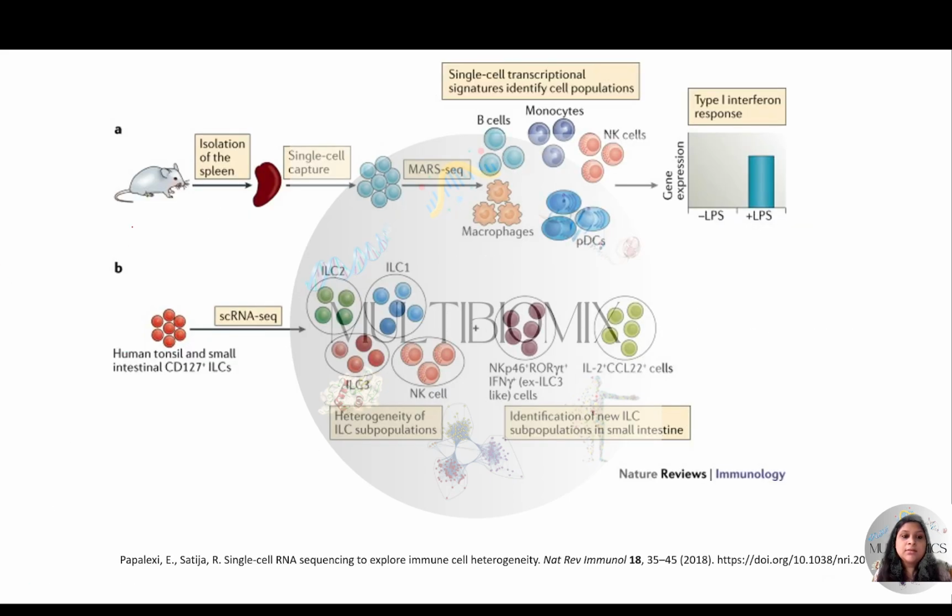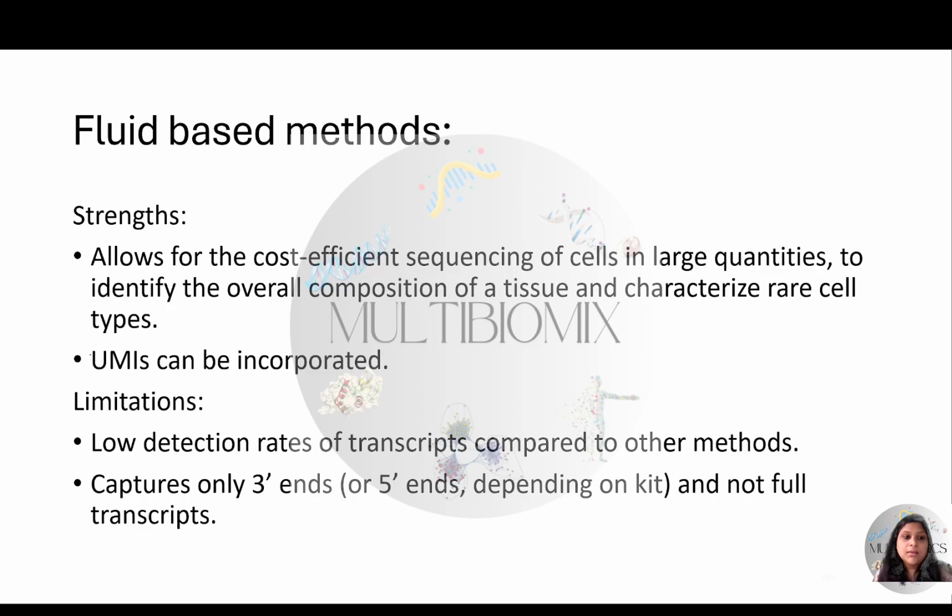This is just a flow diagram. We can use animal samples or human samples, and then, using different platforms and technology, we can separate those cells and get different populations of cells. Like here from the spleen, you're getting B cells, monocytes, natural killer cells, PDCs, macrophages, and here when you're using human tonsil and small intestinal cells, you get different populations of cells. And then we can proceed further with the analysis. Mostly we will be using the fluid-based method. There's another method known as the plate-based method. We will not go deeply into that method.